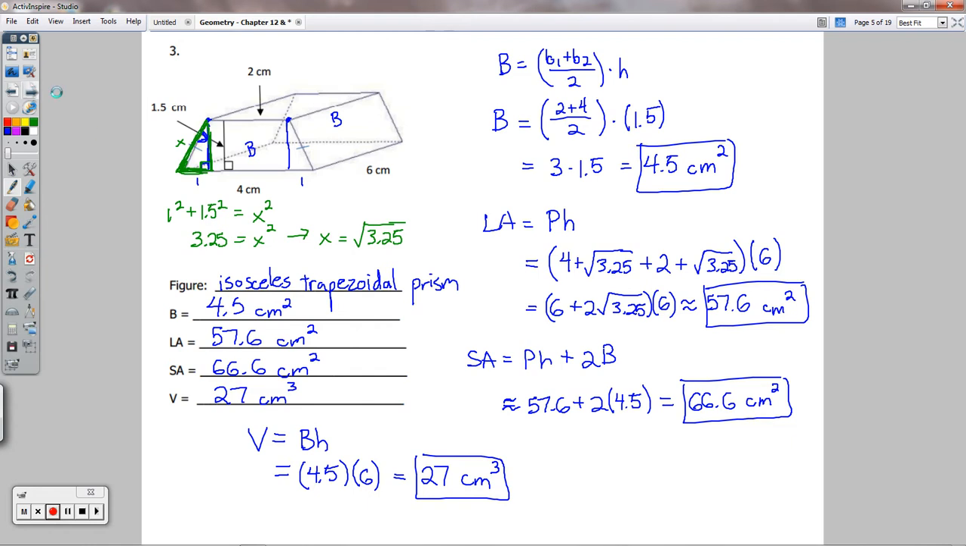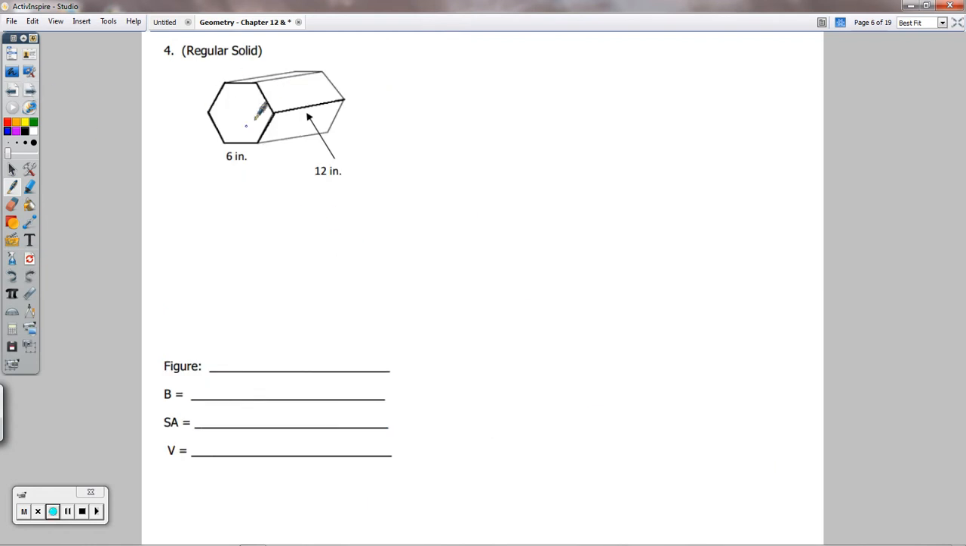Moving on to number 4. Number 4, we have a regular solid here, so we're assuming that this is a regular hexagon right there. That's going to be important as we calculate this one. So I'm going to put a little center point for that regular hexagon. I need to know for the figure that it's a hexagonal prism.